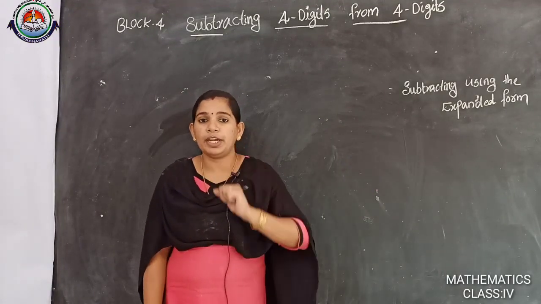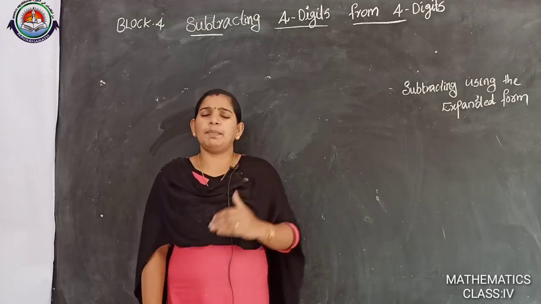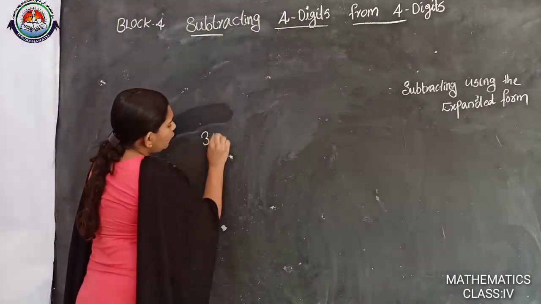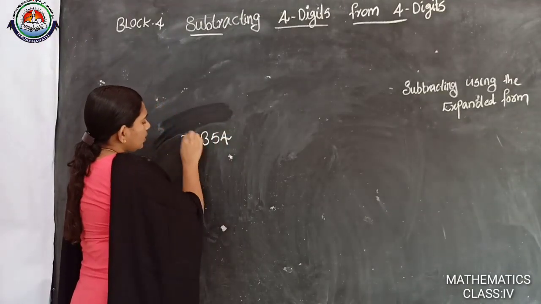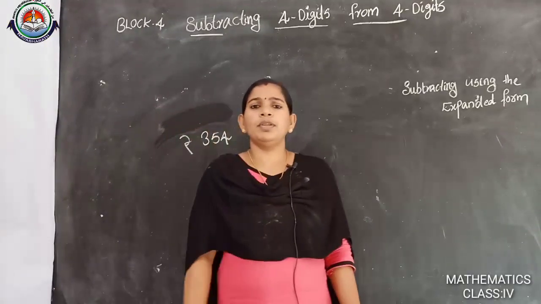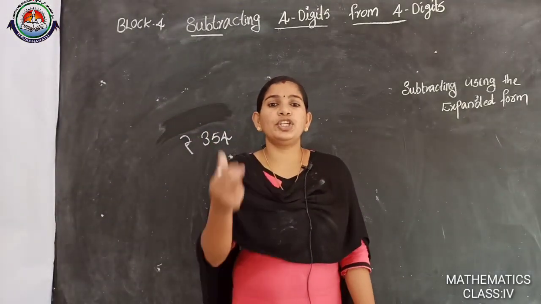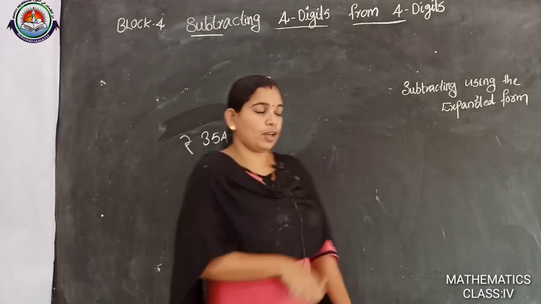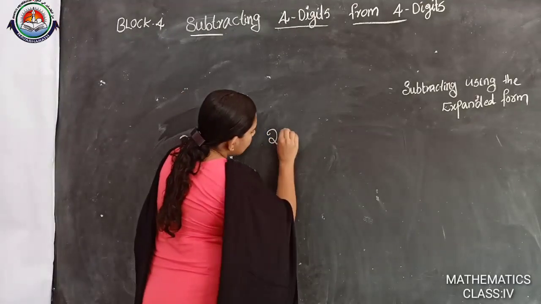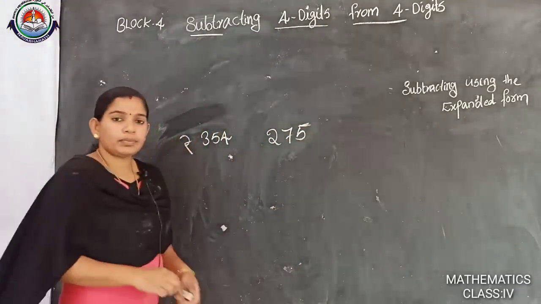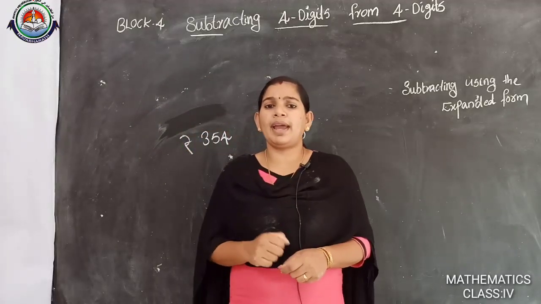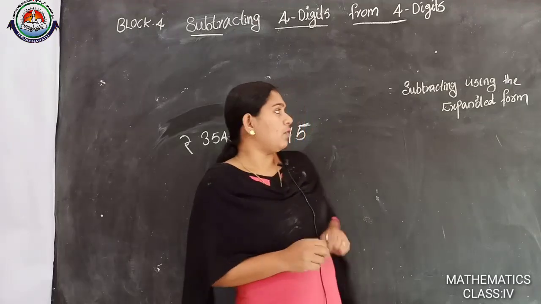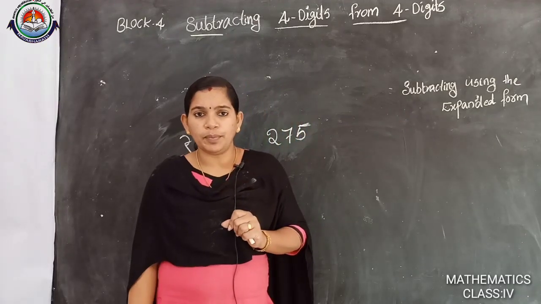Subtracting using expanded form. Okay, just suppose that in my hand 354 rupees are there. Then my daughter needed some money for buying books, so I gave her 275 rupees. Then how many rupees balance in my hand? How do you calculate? Subtraction. Okay, we are studying expanded form.